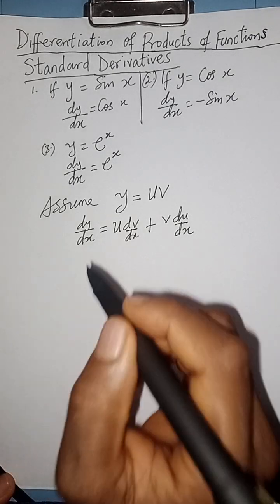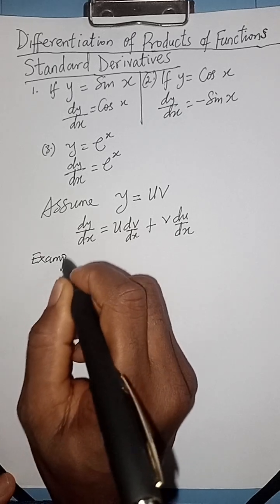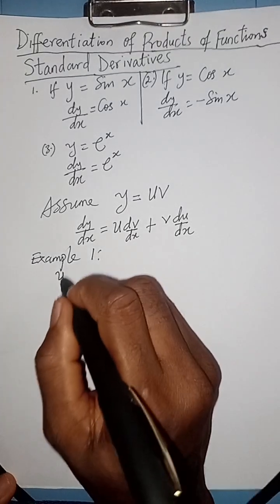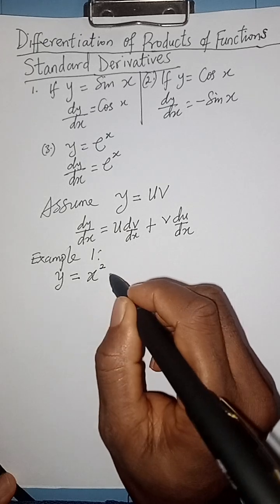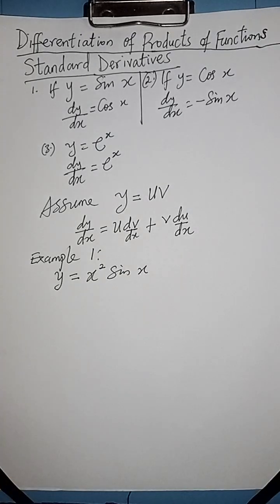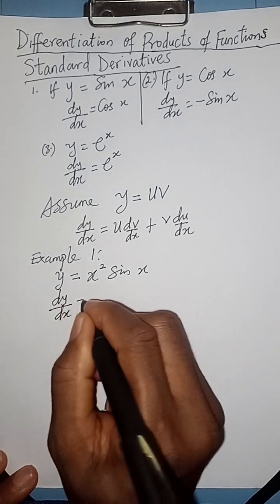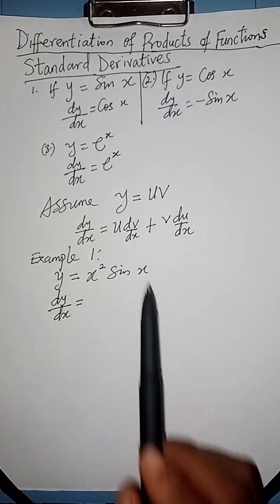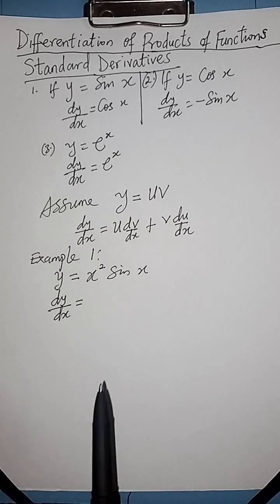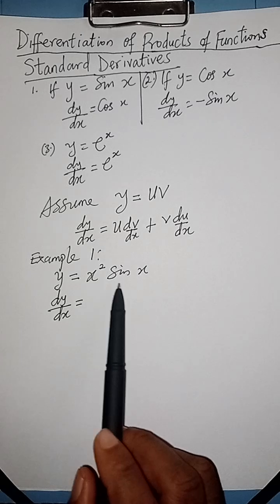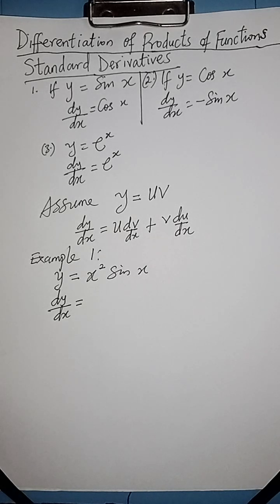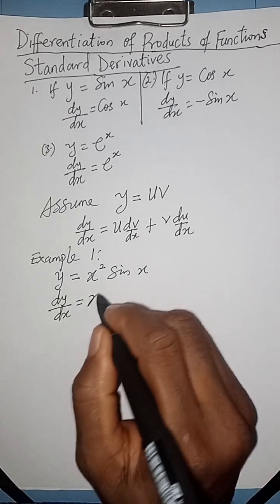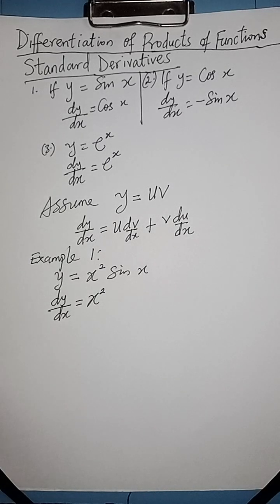Now let's look at an example. Example 1. If you have y is equal to x squared sine x, find the dy/dx. Can you still remember the guiding principle? Here we have two functions. x squared is one function, sine x is another function. So let's say the x squared is the u and the sine x is the v. Here we are going to keep the x squared constant and differentiate sine x. Remember, when we differentiate sine x under the standard derivatives, we got cos x.